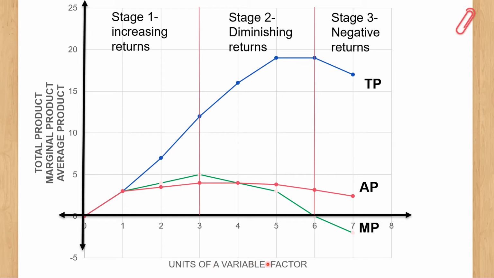When we take the units of the variable factor and plot it against the units of marginal product, we get the green curve. When we join the points, we get the green curve, which is the marginal product curve. Similarly with average product, it is plotted with units of variable factor against units of the average product, and when those points are joined, we get the red colored curve, which is the average product curve.